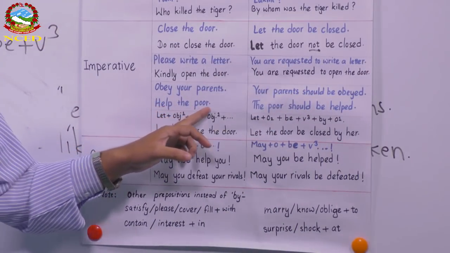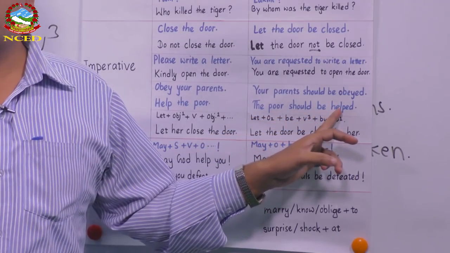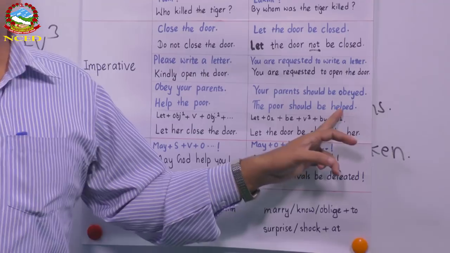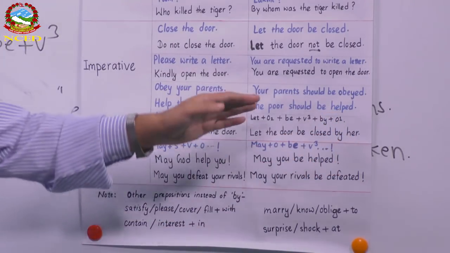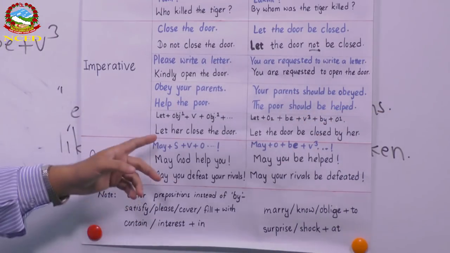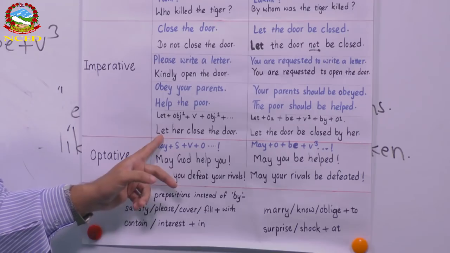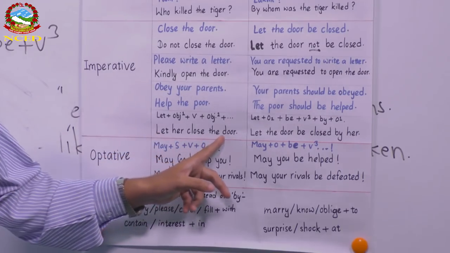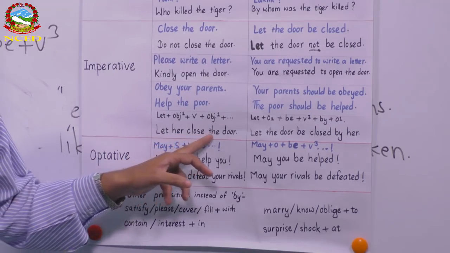Second sentence also, help the poor. The poor should be helped. Don't forget, should be plus verb 3. Sometimes in place of should be we can use must be also. The poor must be helped. If the sentence itself begins from let, what to do then? No confusion. Let her close the door. Let, first object, verb, second object.